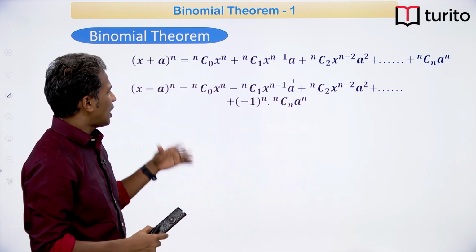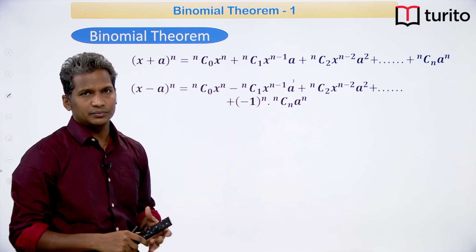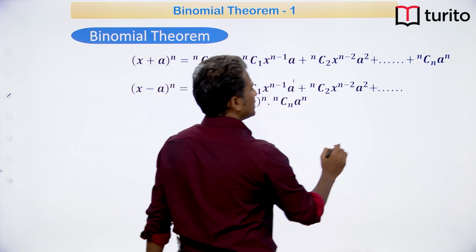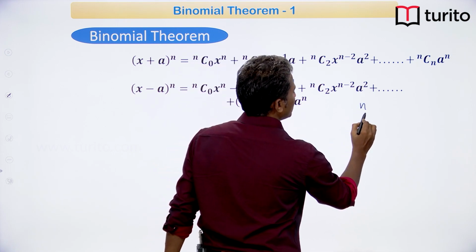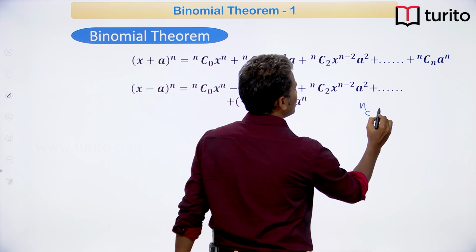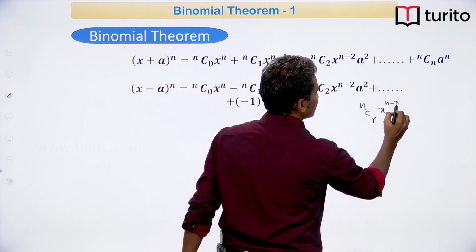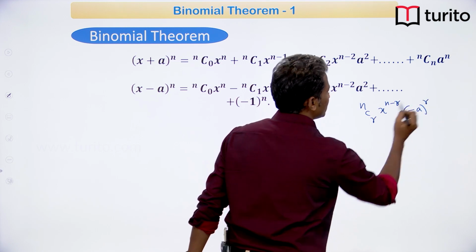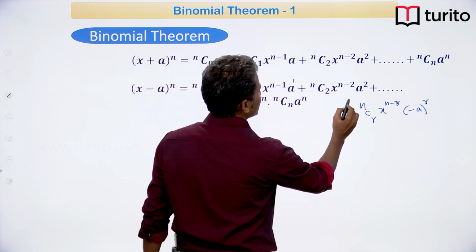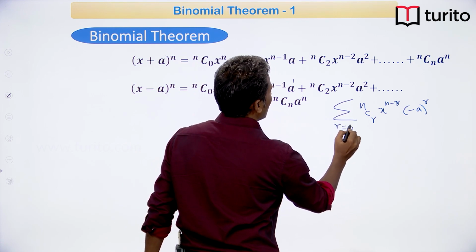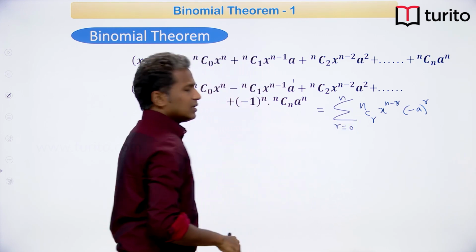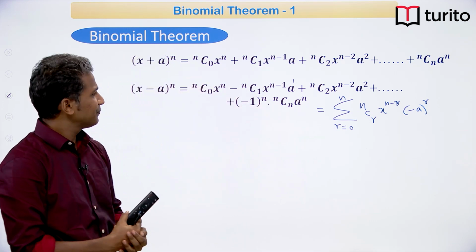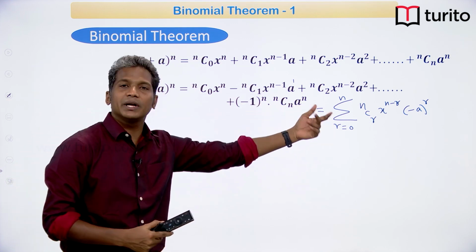Okay. So now that we have learned how to derive the general term, we can also write this in terms of the general term. So what will be the general term here? Tr plus 1 will be nCr into x raised to n minus r into minus a raised to r, right? So if I put sigma over this and say that r is varying from 0 to n, it simply means that we have basically expanded the binomial theorem. Okay. So this is one notation of the binomial theorem also.